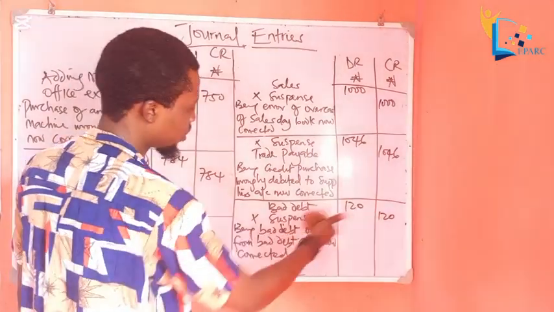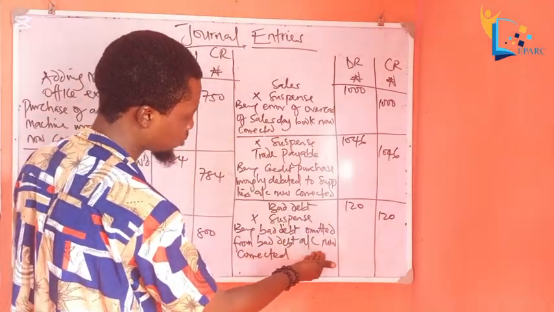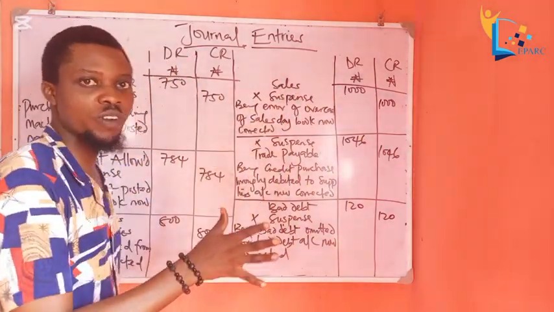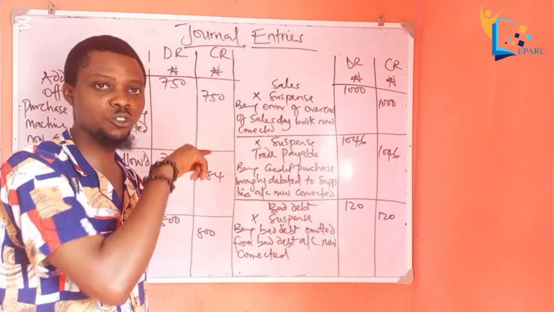Then bad debt, 120, suspense, 120. Then being bad debt omitted from bad debt account, now corrected. So I'm going to turn over to the other side where we have the remaining entries in the journal and the suspense account.